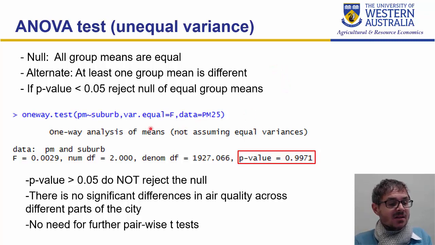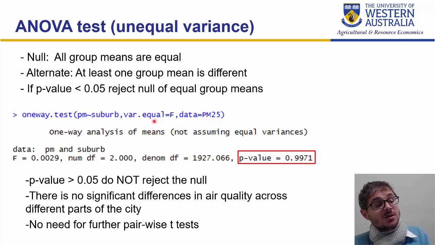All right, again, let's look at the structure here. oneway.test, PM, tilde, factor variable suburb, var.equal equals F for false. You can see I'm lazy. Data equals PM25, so that's the data object I read in. This is set to false because we failed the Bartlett test. And this is the structure: the variables, the numbers, and then the factor variable. And that's the function that we're applying. And we get our nice report down here.